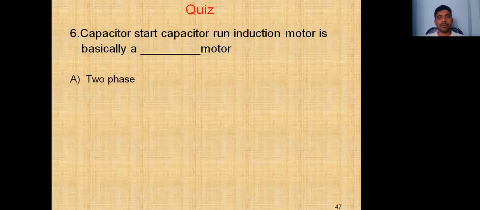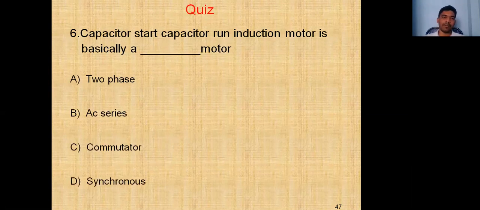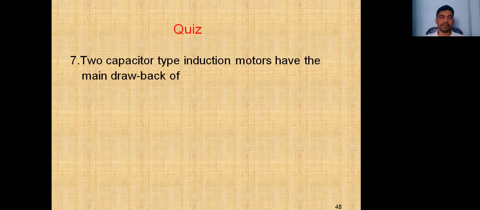Capacitor start capacitor run induction motor is basically a dash motor: option A two phase, option B AC series motor, option C commutator motor, option D synchronous motor. It is a two-phase induction motor because the starting winding and running winding, auxiliary winding and main winding, both remain present in the circuit.